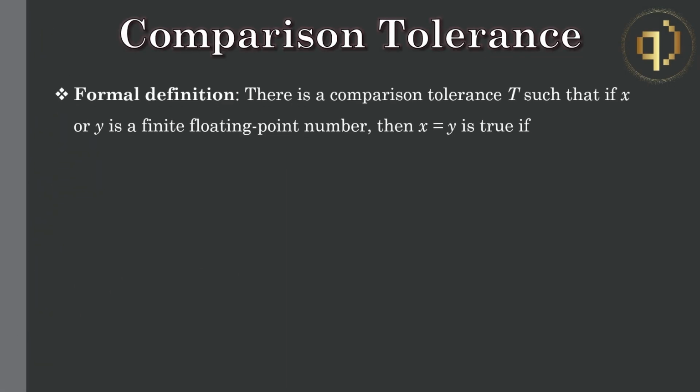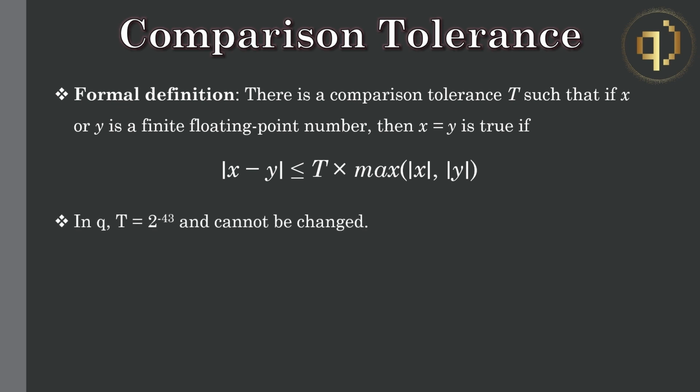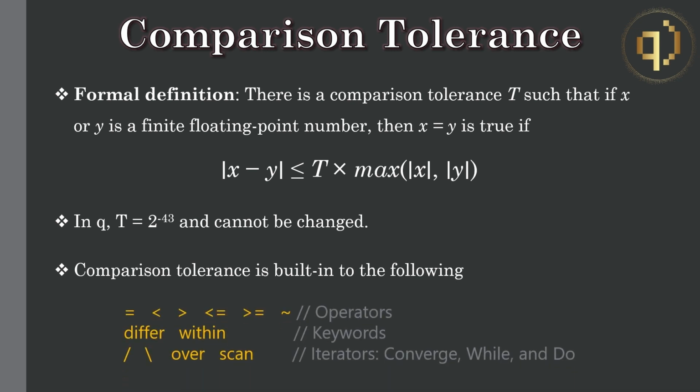To give a formal definition of comparison tolerance, we say that there is a comparison tolerance T such that if x or y is a finite floating point number, then x equals y is true if the magnitude of the difference of x and y is not more than T times the maximum magnitude of x and y. In Q, T equals 2 to the power of minus 43, and this value cannot be changed. Comparison tolerance is built into the equals, less than, greater than, less than or equal to, greater than or equal to, and the match operators. It is also built into the differ and within keywords, and also the converge, while, and do iterators.